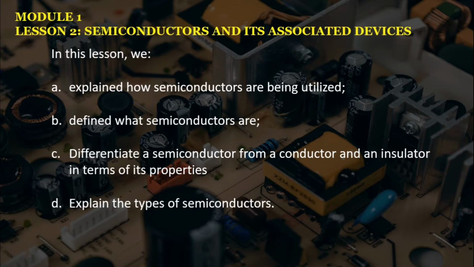Lastly, we explained the types of semiconductors. In terms of being pure or not, we have intrinsic and extrinsic semiconductors, and in terms of majority carriers, we have N-type and P-type semiconductors.